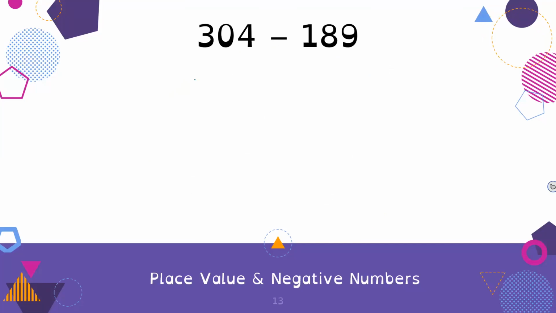So we're going to break up our number. So in place value, we have 300 plus 0. We don't have any tens, plus 4. And we're going to subtract 100 and subtract 80 and subtract 9.